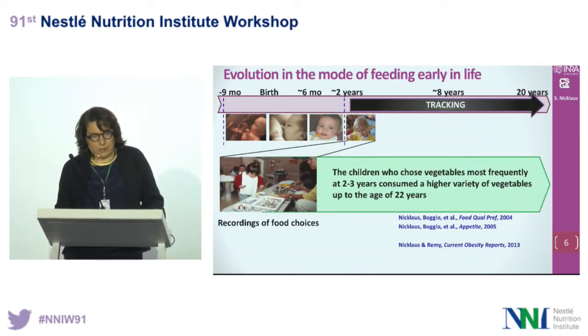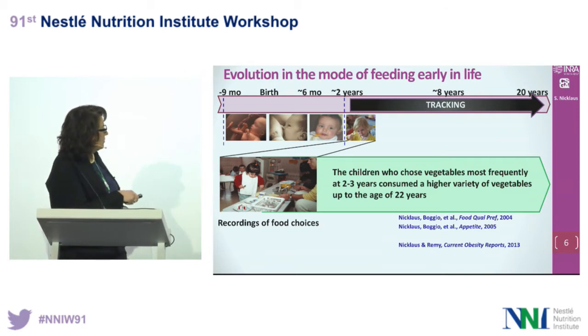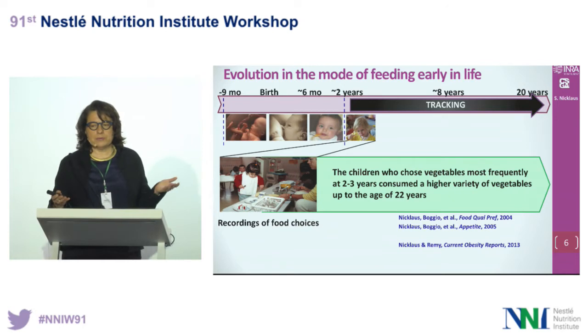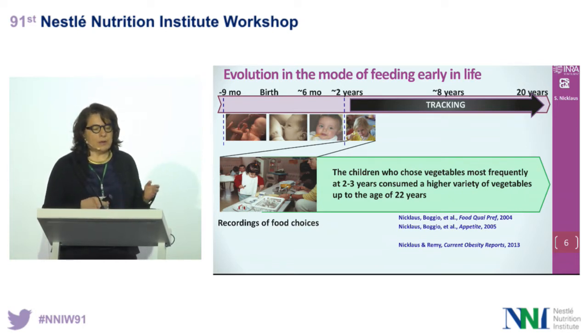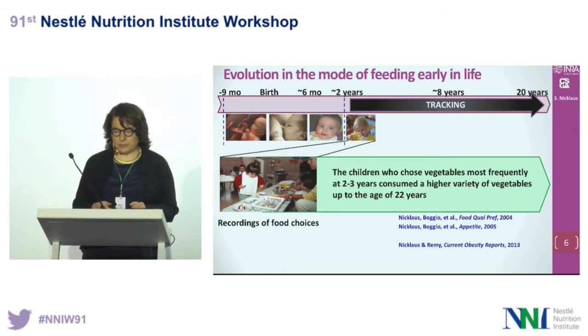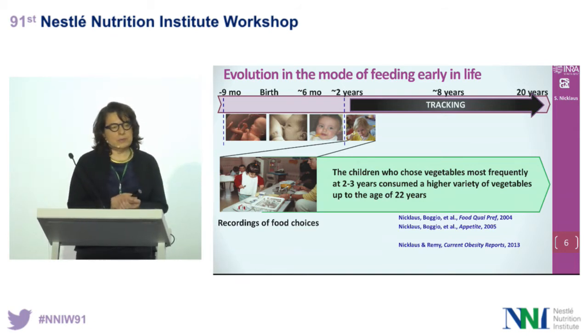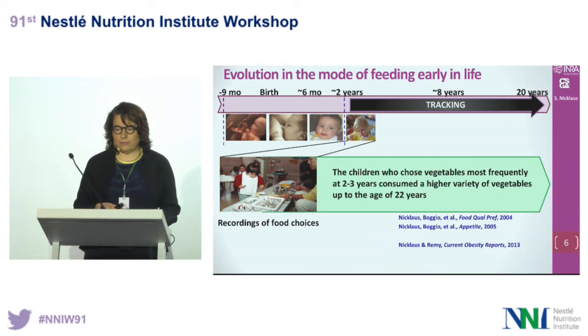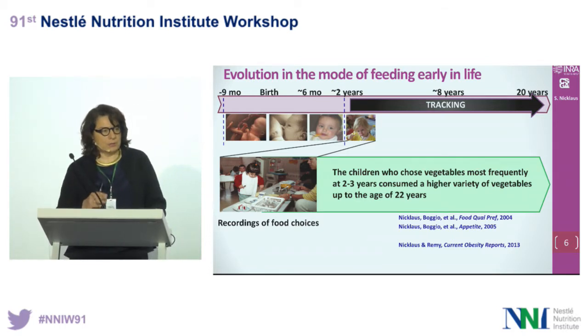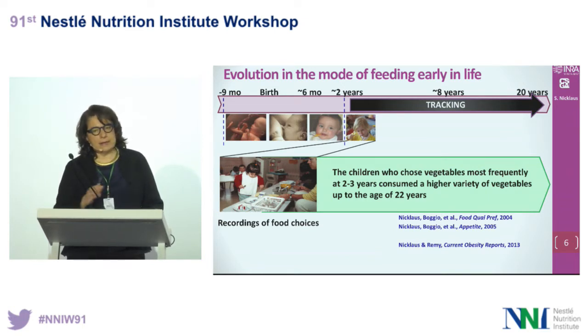In previous research, we have shown tracking in food preference at the end of this period. So we recorded food choices in a group of French children in a nursery setting. Children were served a self-service meal, and we looked at their choices. And we had the opportunity to follow them at a later age, and for some of them up to the age of 22 years. And we showed that the children who chose vegetables most frequently at the age of 2 to 3 years were also the ones who consumed a higher variety of vegetables up to the age of 22 years. So really this idea of tracking, that the preference or behavior established early is likely to last longer.